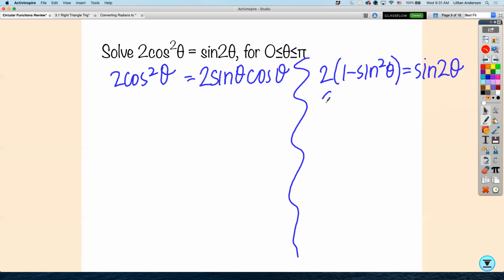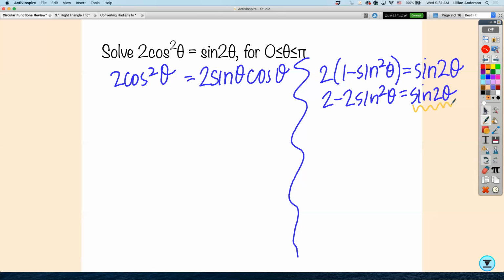Okay, yes, I know that. But after this, where would I go? After I distribute on this side, what would I do from there? Oh, wait, because it's got the 2, and so that's what it, oh, no. I don't know what you do for that.